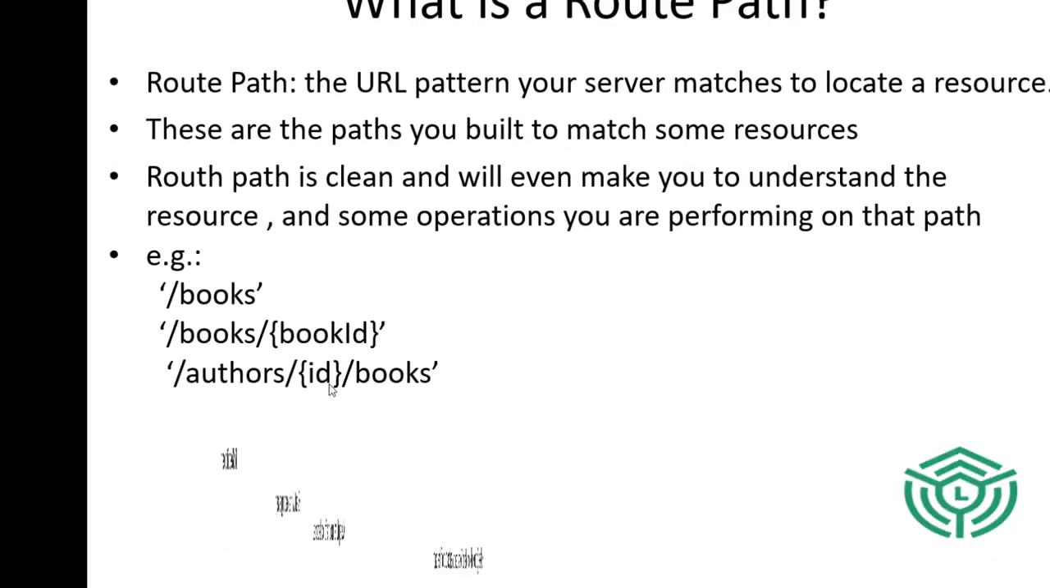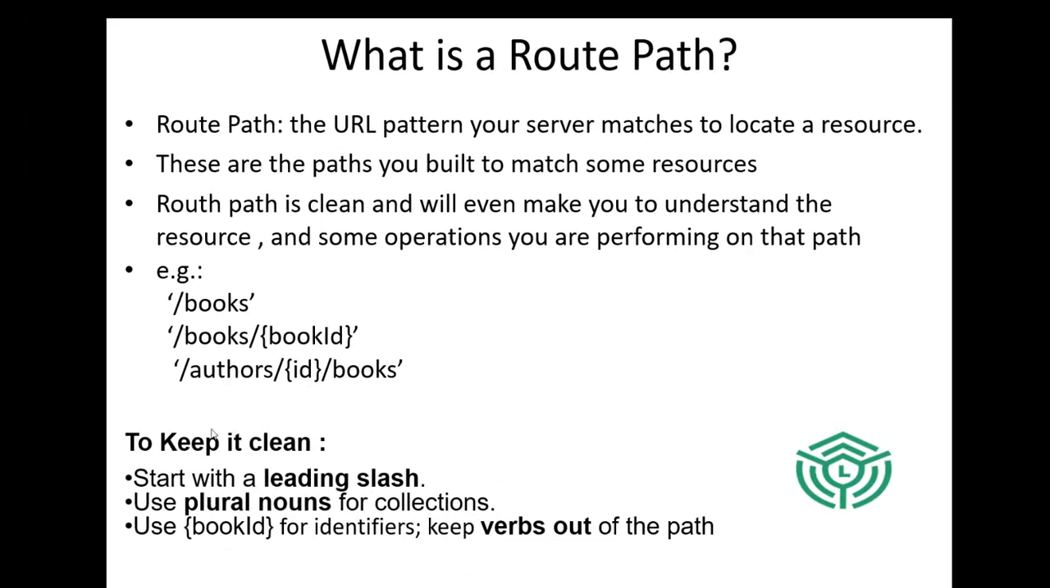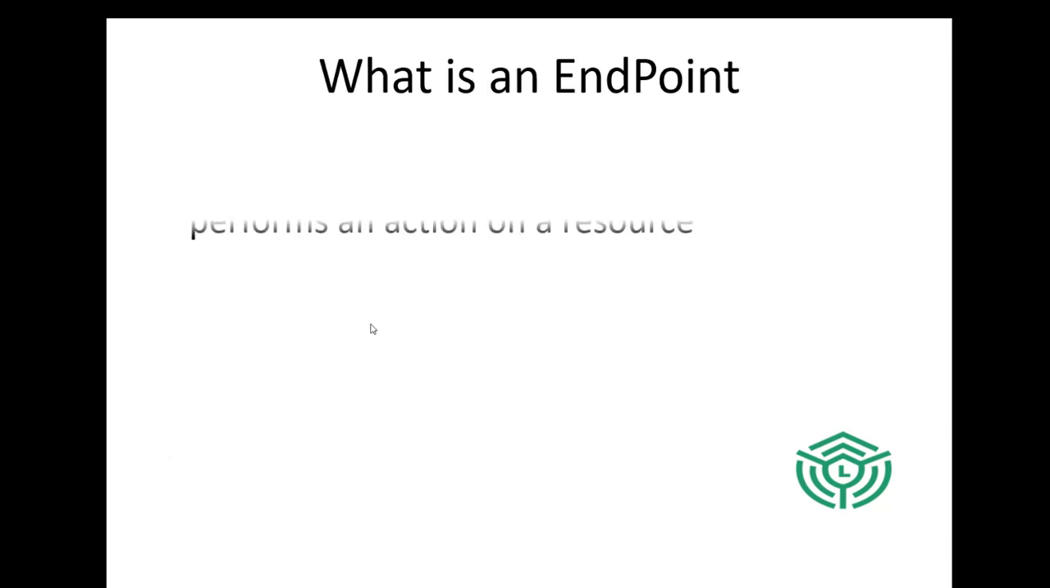So to keep your route path clean, you start with a leading slash. You use plural nouns for collection and you use a book ID or anything meaningful for your identifier. And you make sure you keep verbs out of it, not like getBookId, hasBookId, isBookId. No. So what is an endpoint?